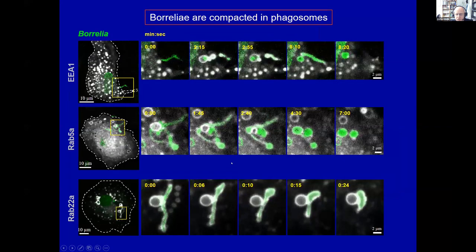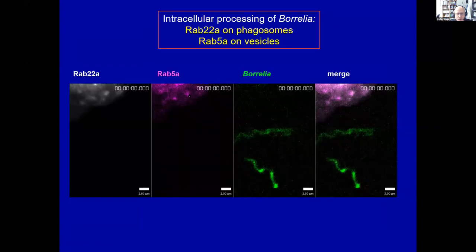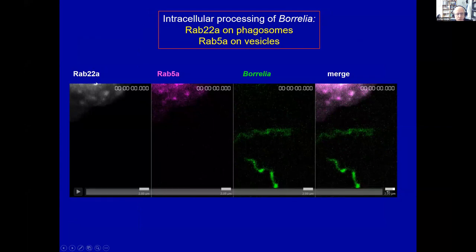But, for example, as you can see here, the signal for RAB22A is much more intense than the one for RAB5. And so one of the first things we wanted to figure out is what is the actual relationship between RAB5 and RAB22 in the uptake of Borrelia into phagosomes. What we did here is we expressed both proteins in different colors. So the RAB22A you will see here in white, the RAB5 you will see in magenta, and the Borrelia, as it is expressing GFP, you're going to see in green.